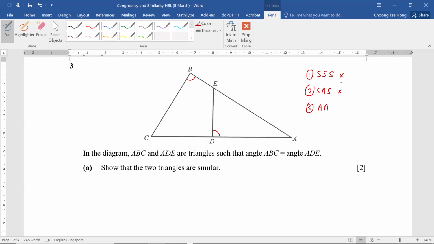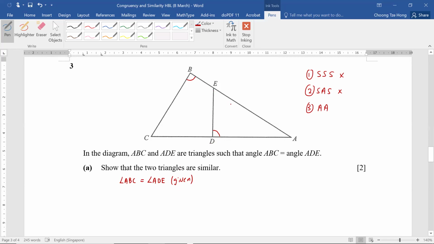So for AA, we need two pairs of equal angles. One pair has already been given to us in the question, that would be angle ABC equals angle ADE. So this is given to us, right? You just need to find one more pair of equal angles between the two triangles. Whenever you have a question whereby you have two triangles that are overlapping one another, you should always look out for common angles.